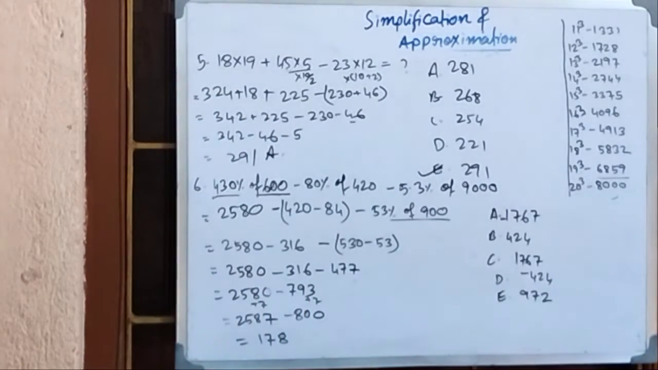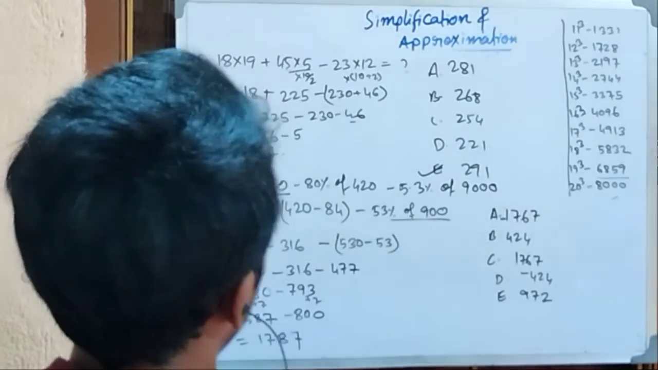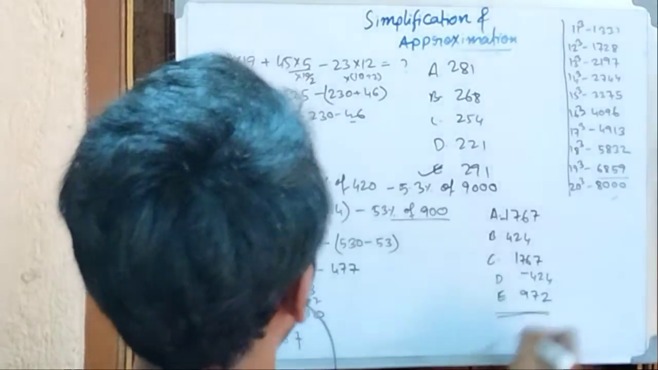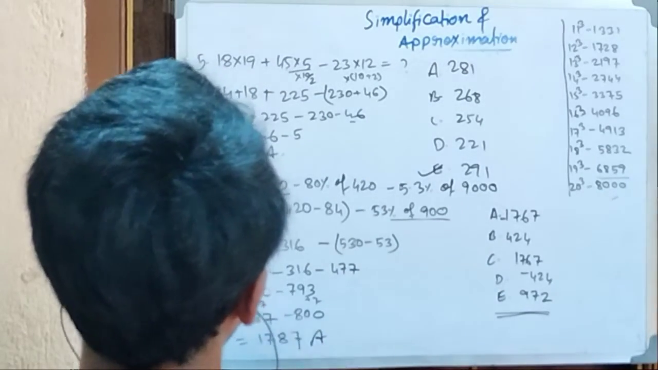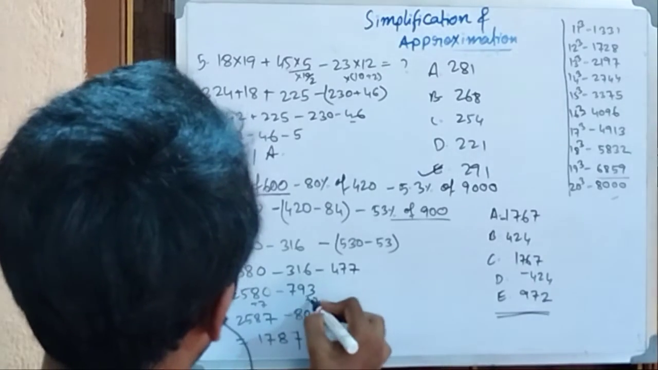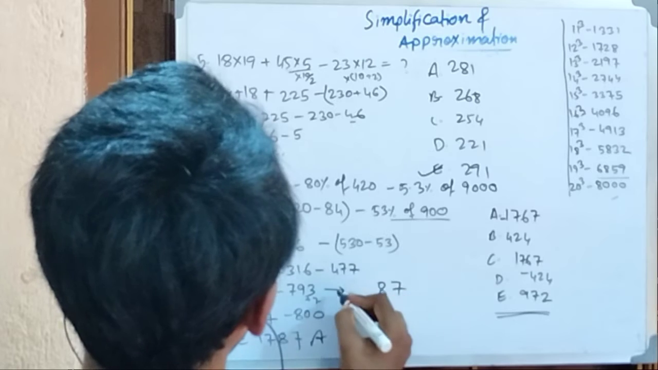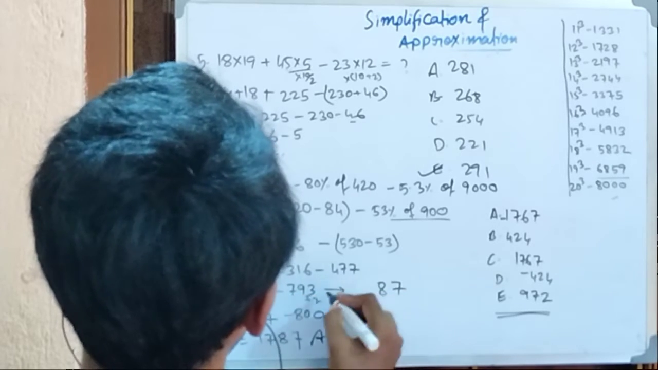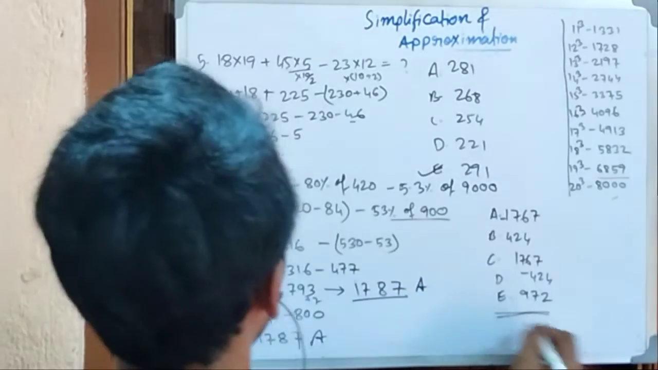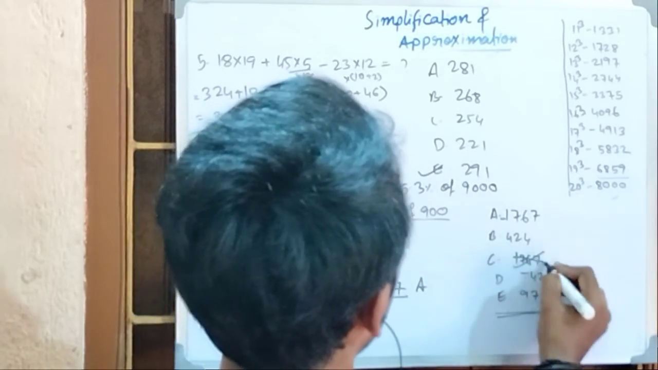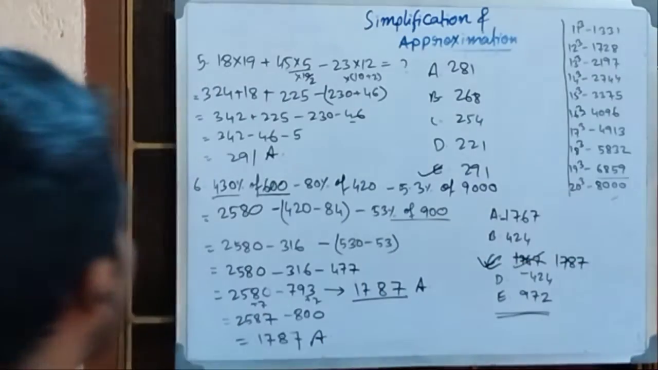So yes, 1787 is the answer. I think there is some issue in the options. Okay, 1787 is the answer. See, even if you do not take this plus 7, then also 7, 9, 10, 8, and this will become 7 to value 1, 8, 8, 7. So 1787 is the answer. Some issues, you can take 1787, option C. Now option C is the answer, right?